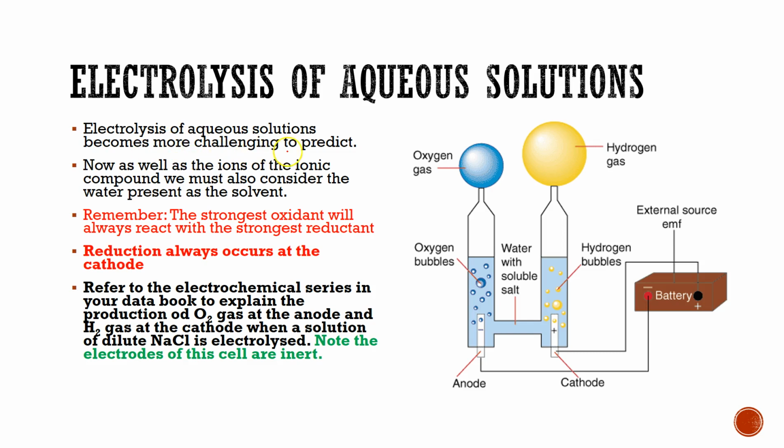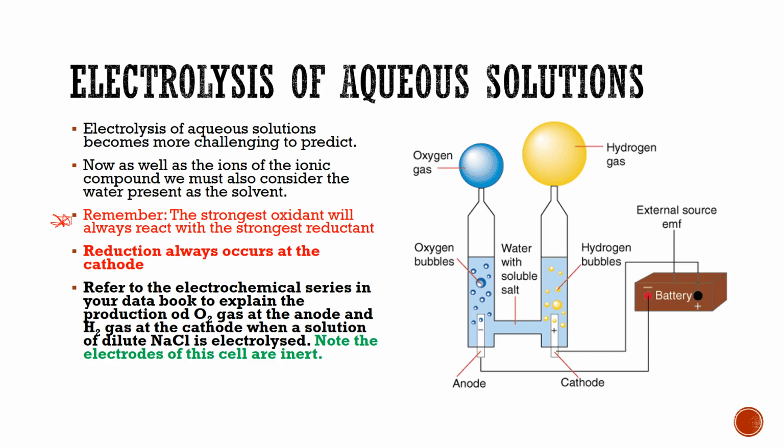When we're looking at the electrolysis of an aqueous solution, it becomes challenging to predict. We have the ions of the ionic compound, but we've also got water. This rule always applies: the strongest oxidant will always react with the strongest reductant, and reduction always occurs at the cathode. So we check the electrochemical series. We have inert electrodes. The reason we have inert electrodes is that if the electrodes weren't inert, then that metal solid has the potential to be oxidized. So it adds yet another competitor at our electrodes, and that can make the situation quite complex, and you need to look out for that.